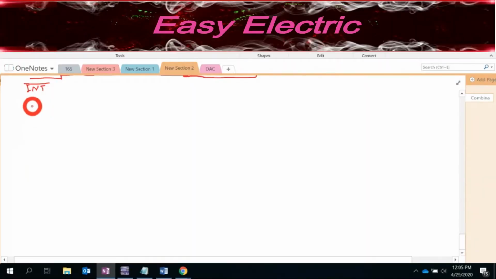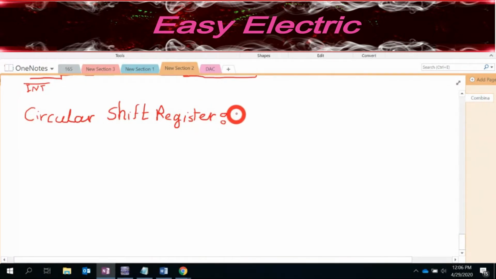We want to talk about the circular shift register. If we want to be more specific, we want to design one shift left register with rotation.